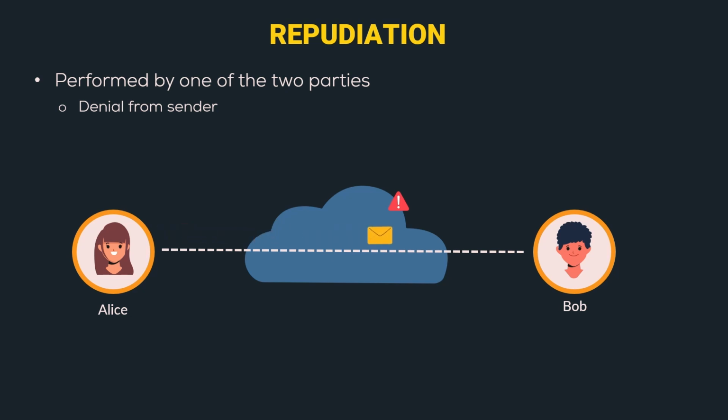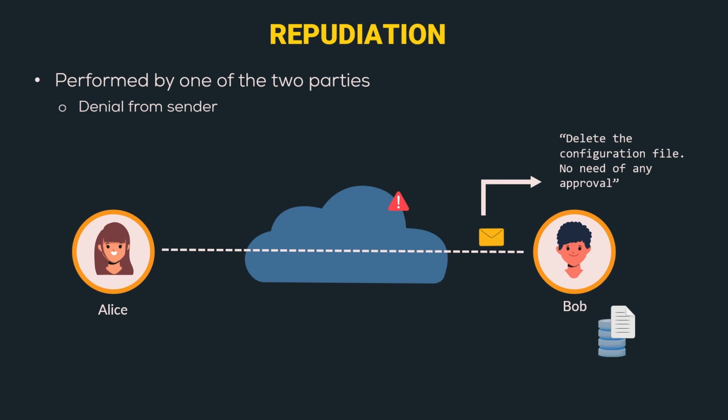Here Alice sends a message to Bob, and the message is something like this, that is, delete the configuration file, no need of any approval. So in a database, we have a configuration file, which is also called config file in short. This file has all the configuration information of the DB. So Bob deletes this file as told by Alice.